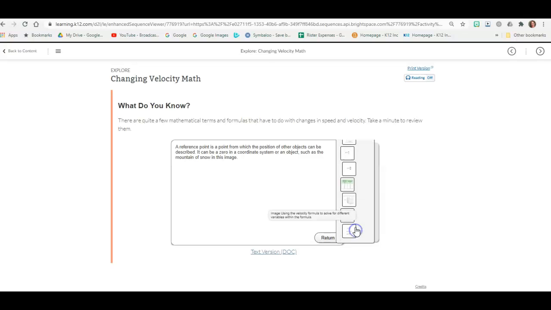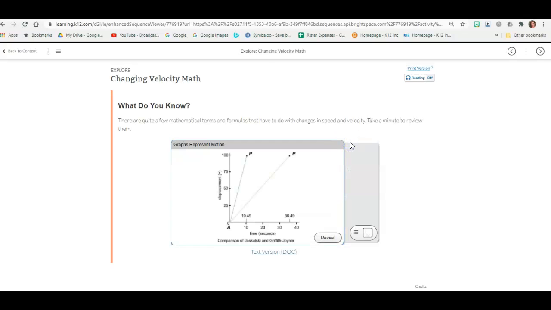These are in a different order. So now we're looking at graphs representing motion. So here you've got your x and y axis. You're seeing displacement over time, and it's comparing these two things at the bottom. Okay, and you're seeing just distance over time.